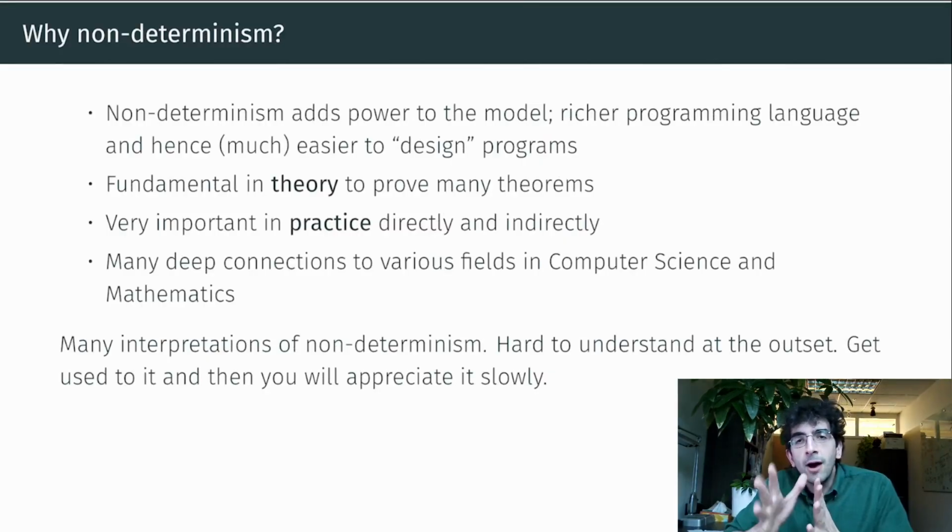Non-determinism adds power to the model. Maybe. I mean, there is nothing to say. At the very least, non-determinism will help you solve a problem faster, right? But if we define power as the number of problems that you can solve, it might or might not add power to the model. In any case, this idea of non-determinism is fundamental in theory, and it is very important in practice, either directly or indirectly, in both computer science and mathematics.